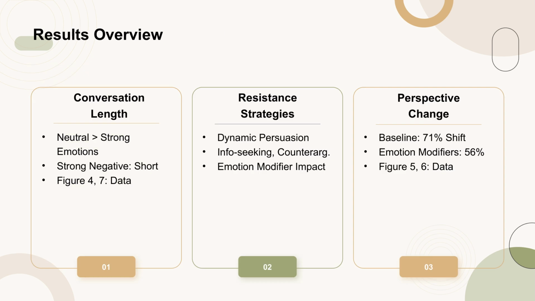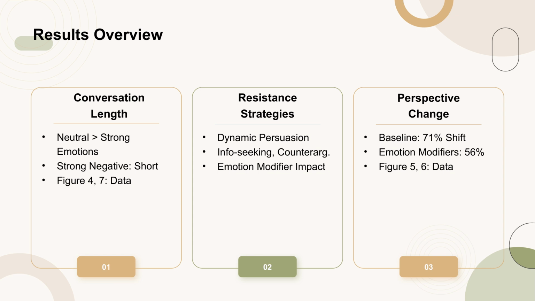In this section, we discuss 3 key findings. Firstly, regarding conversation length, we observe that conversations are longer when neutral emotion is used compared to stronger emotions. Specifically, strong negative emotions like cheated and betrayed result in very short conversations. This is illustrated in figures 4 and 7.